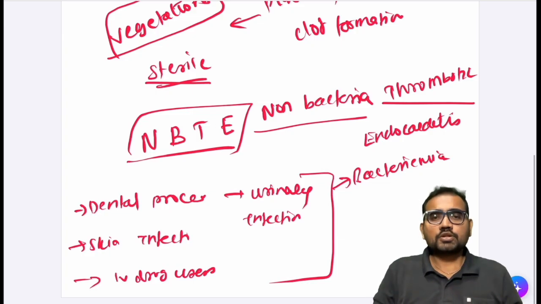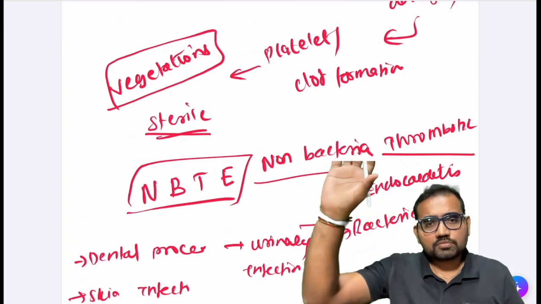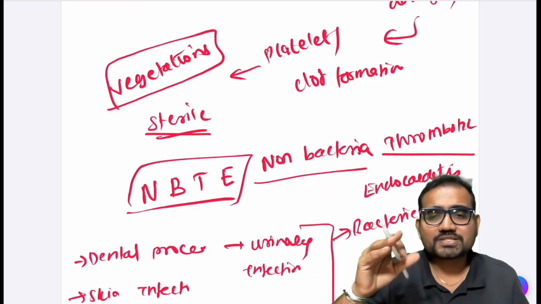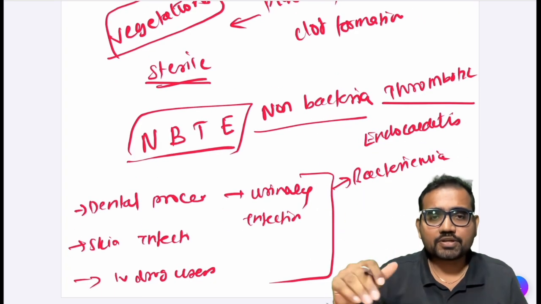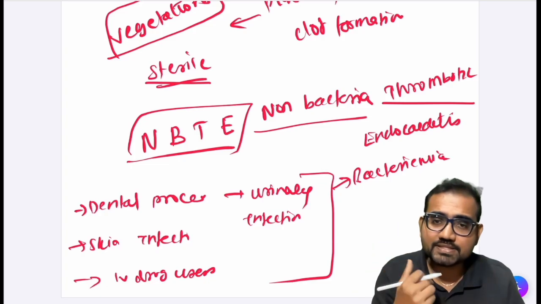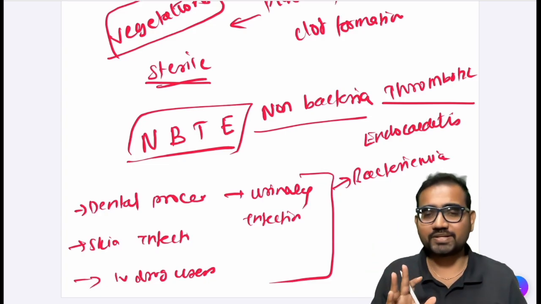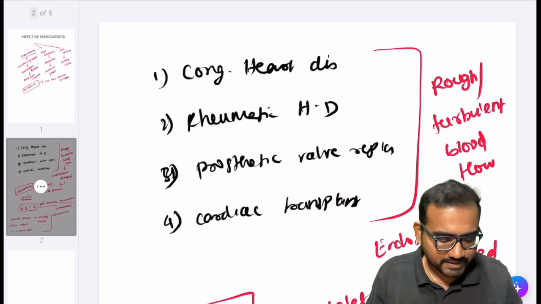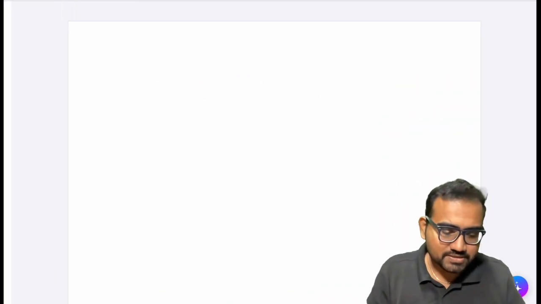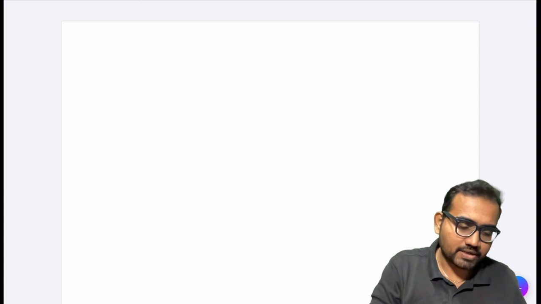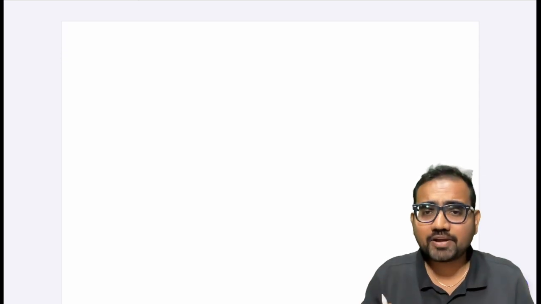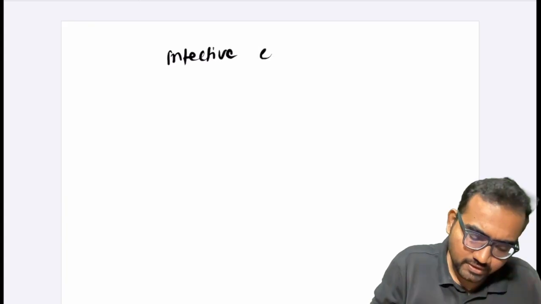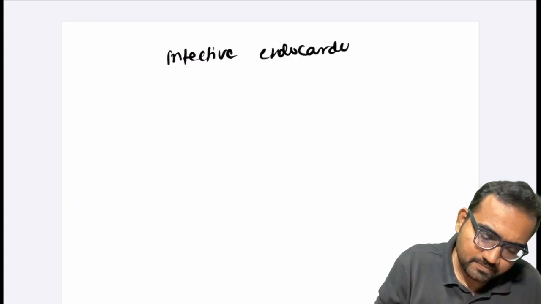Okay, so till now there's non-bacterial thrombotic endocarditis. So once some dental procedures or skin infections, IV drug users, urinary infections release the bacteria into the bloodstream, that results in bacteremia. This is where the main process kicks in. This results in the formation of infective endocarditis.